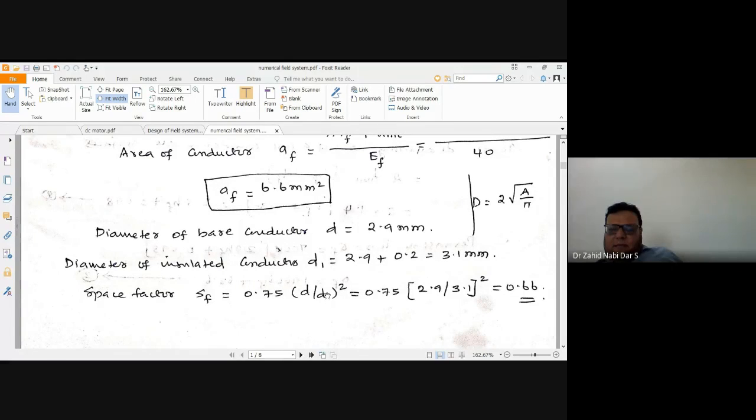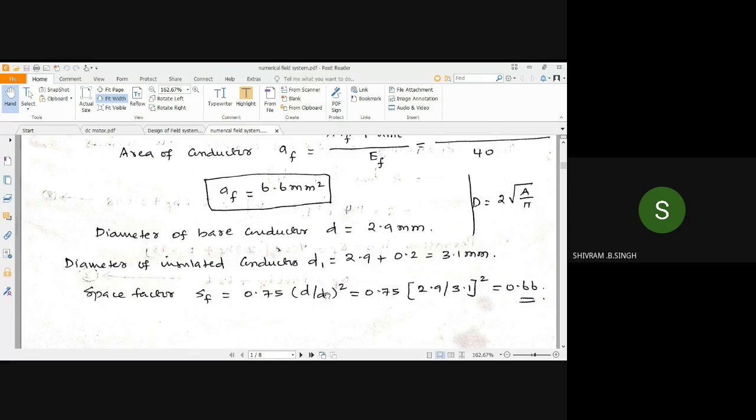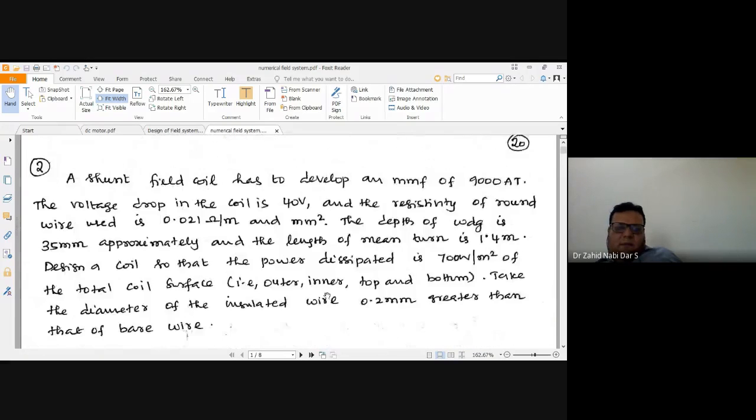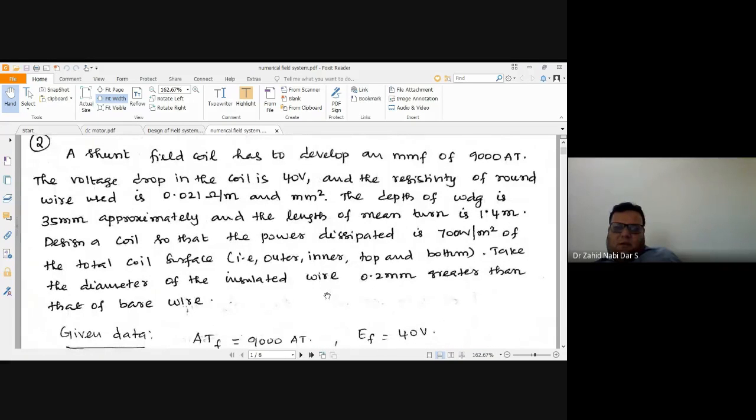Sir, they have not mentioned the diameter of the bare conductor as 2.9 mm, sir. Diameter of bare conductor, no, that you have to see now. See here, a shunt field coil voltage coil is used, and this is the round wire he has used. So for round wire, the diameter of the bare conductor would be 2.9. For rectangular wire it would be something else.